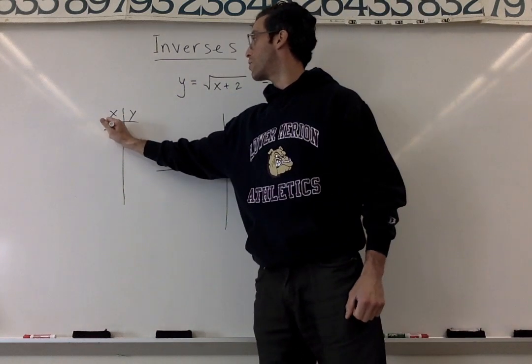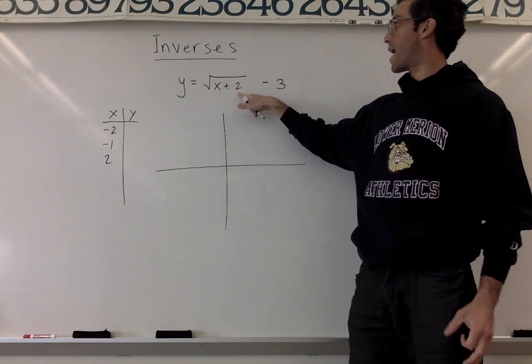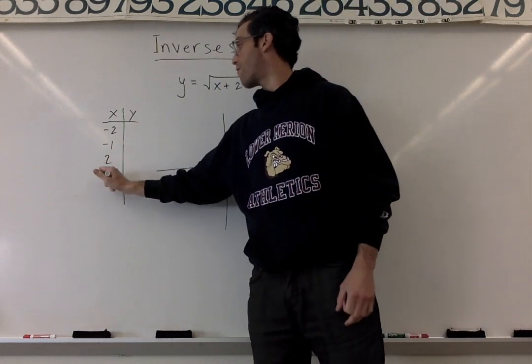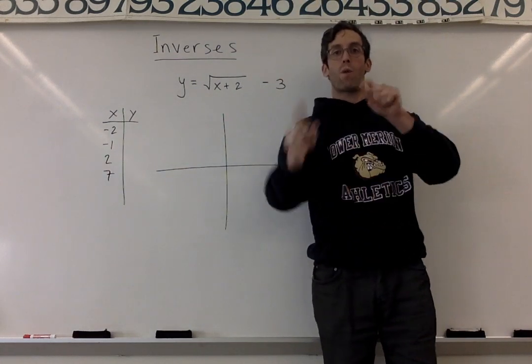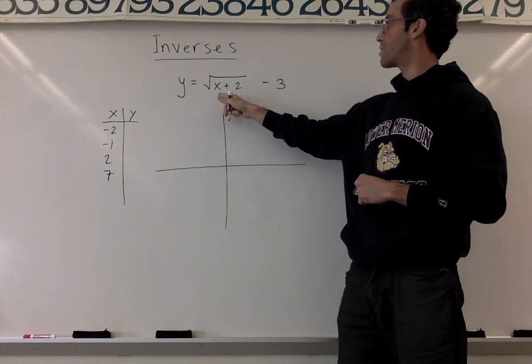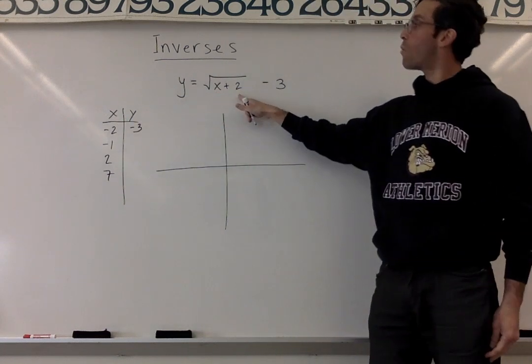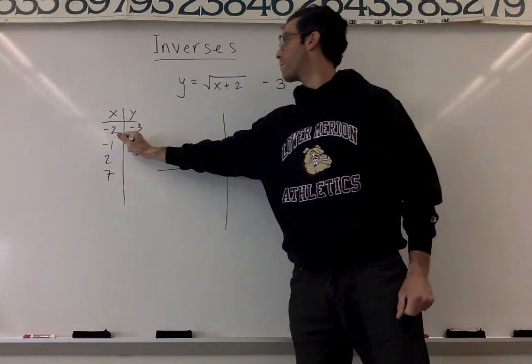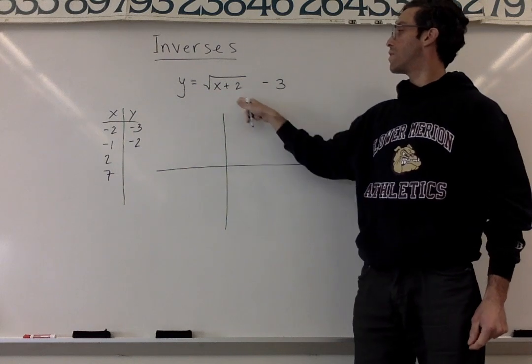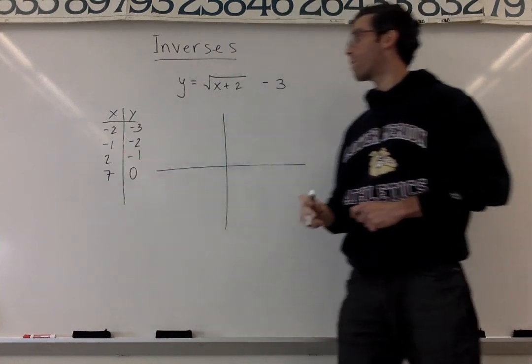So, all right, -2 is a good number to choose for x, -1, 2, maybe 7. Any of these x values is going to make what's under the square root into a perfect square. So -2 is going to give us 0 minus 3, which is -3. Plugging in -1, we'll get -2. Plugging in 2, we get -1, and then plugging in 7, we get 0.